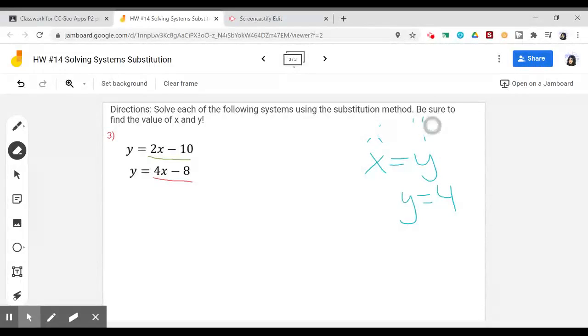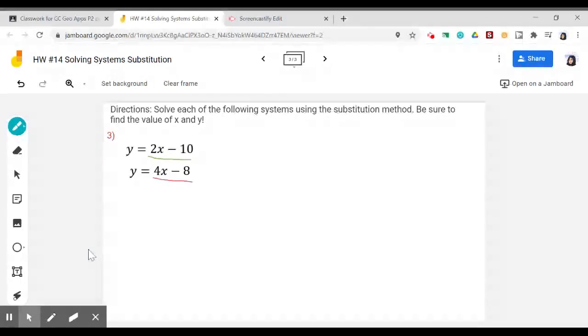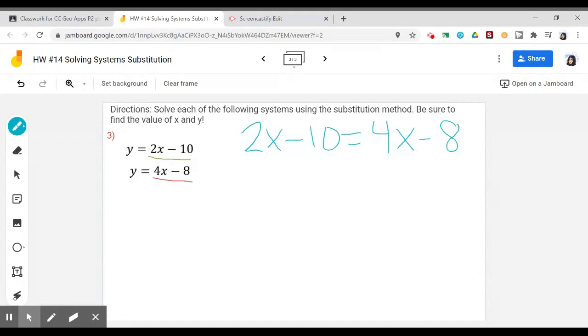So I was just making up a value over there, but the same idea has to hold over here. If y is equal to 2x minus 10 and y is equal to 4x minus 8, then the 2x minus 10 must be equal to the 4x minus 8. Okay? So we're going to solve this equation. And once again, remember, we're trying to solve for x and y.